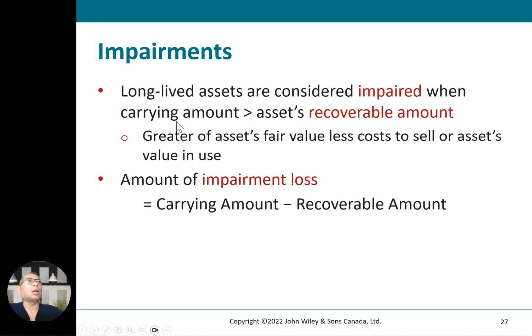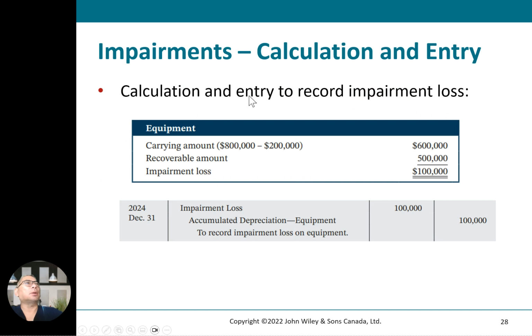A long-lived asset is considered impaired when the carrying amount is greater than the asset's recoverable amount, the greater of asset fair value less cost to sell and asset value in use. The amount of impairment loss equals carrying amount minus recoverable amount. The calculation and entry for the impairment loss: equipment carrying amount is 800,000 minus 200,000, which is 600,000. Recoverable amount is 500,000. Impairment loss will be 100,000.